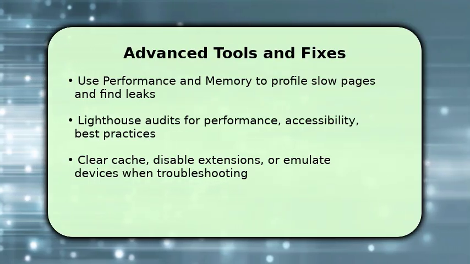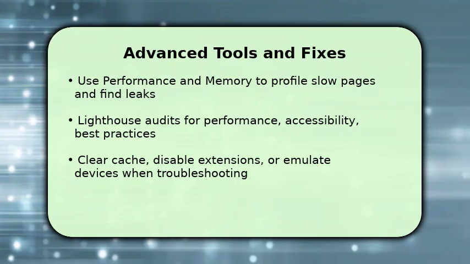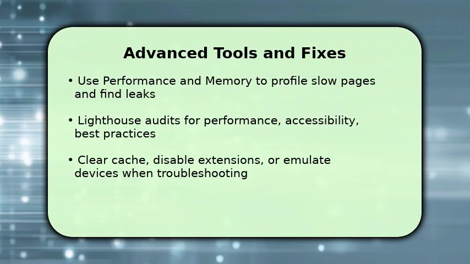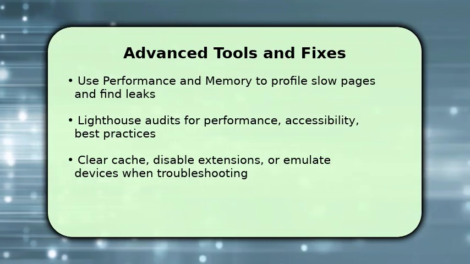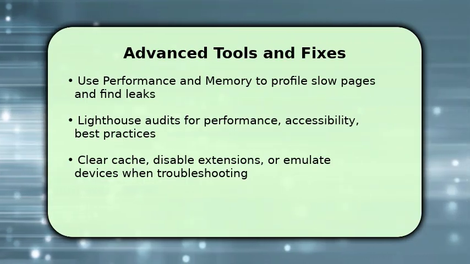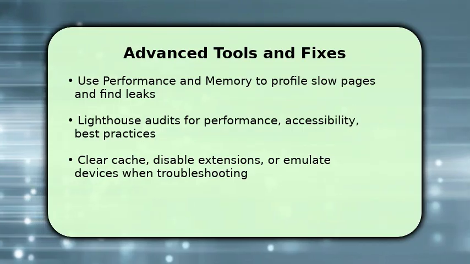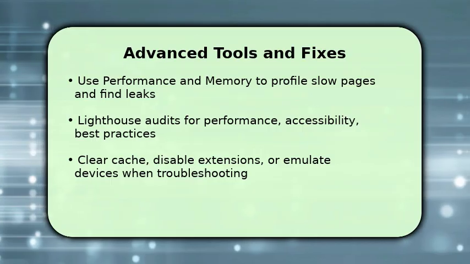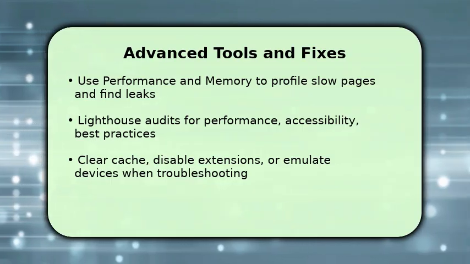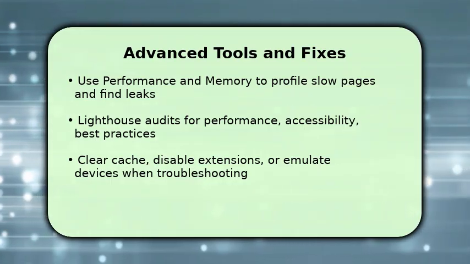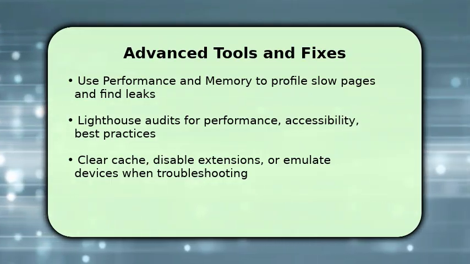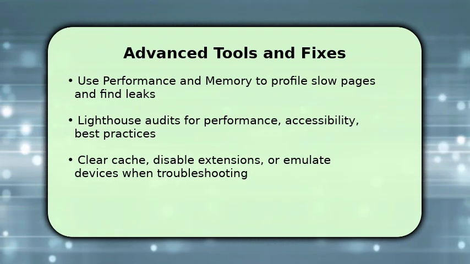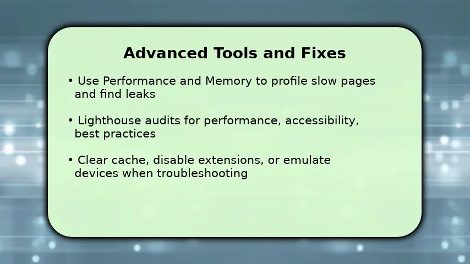Run performance and memory profiles to find slow frames or retained objects, and use Lighthouse audits to get actionable performance and accessibility scores. Emulate devices and throttling to reproduce mobile issues, and disable cache when testing resource changes. If something breaks, clear cache, disable extensions, or undock and reload to isolate. One key troubleshooting tip: reproduce the bug in an incognito window with extensions off to rule out external interference.